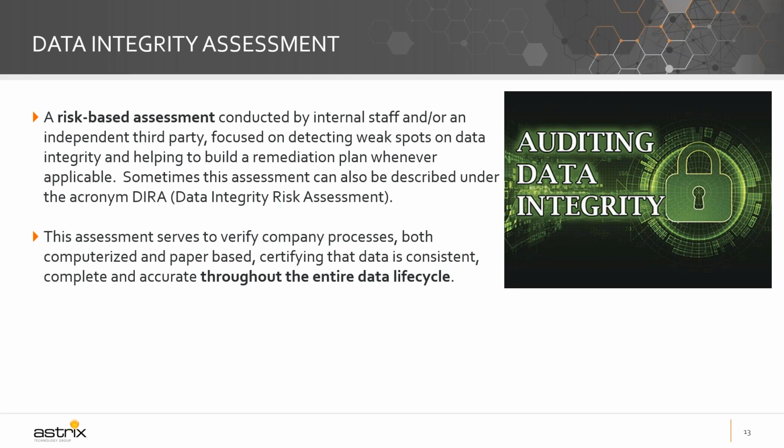This is used to verify your company processes, both computerized and paper-based, certifying that data is consistent, complete, and accurate, so aligned with the ALCOA principles we talked about before, throughout the entire data life cycle. So this is an important part of the process. Data needs to be complete, consistent, and accurate for all the time that data must be kept. You cannot fully test your routine analysis and forget the place you store data after everything is done. You have to make sure that data is integrated from the beginning to the end of its life cycle.